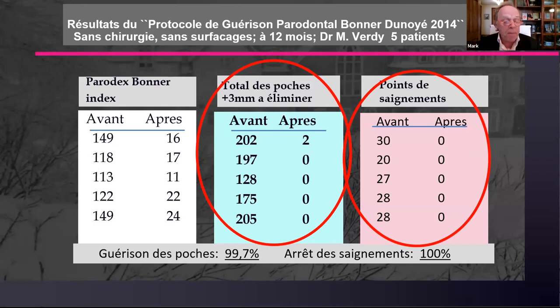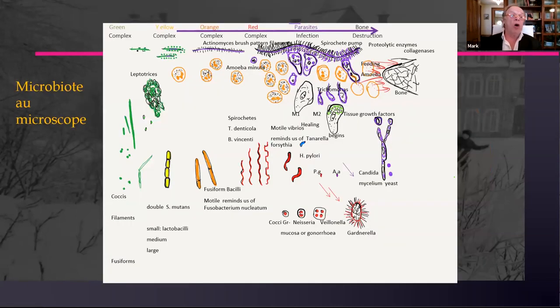Bleeding is gone. So we encourage dentists to do this technique, cure the patient, and then you can go on with implantology in a neat area.